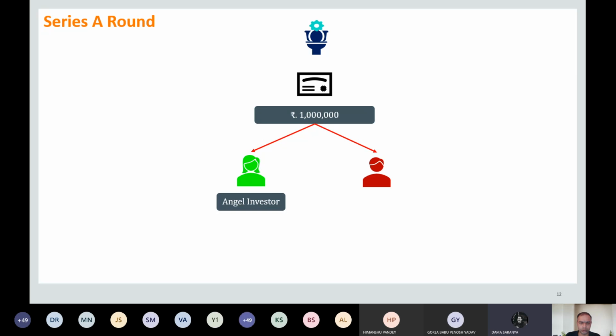You can mute your mics. If you have any questions, you can unmute. Otherwise, you can mute your mic, please.